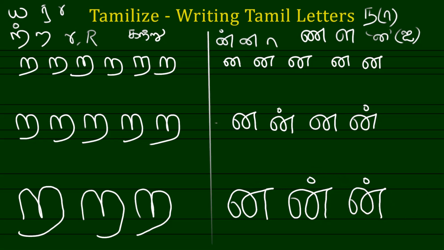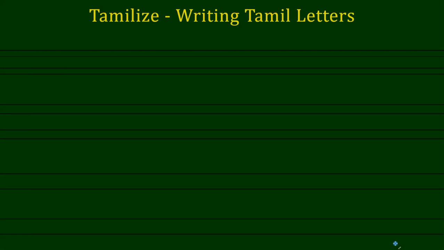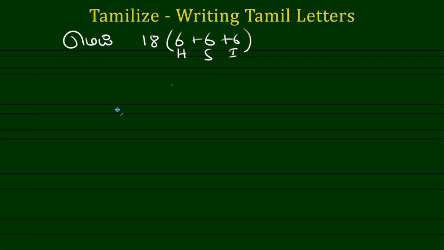So let me give you a quick recapitulation of all the 18 letters, the consonants of Tamil, right? We call them mei ezhuthu. There are 18 in number. This 18 is divided into 6 plus 6 plus 6. So the 6 hard consonants, 6 soft consonants, and 6 in-between consonants, right? So let's quickly see all of them.